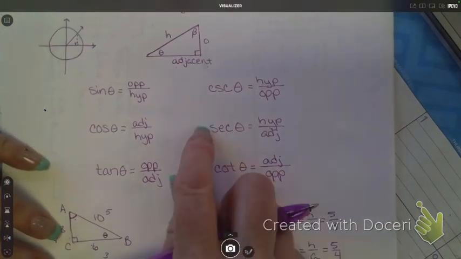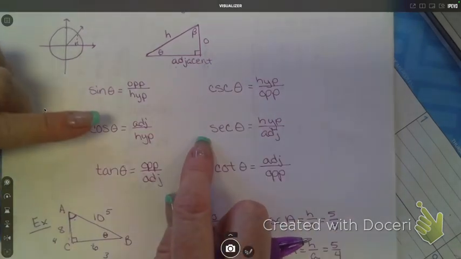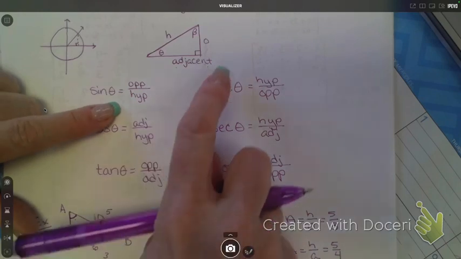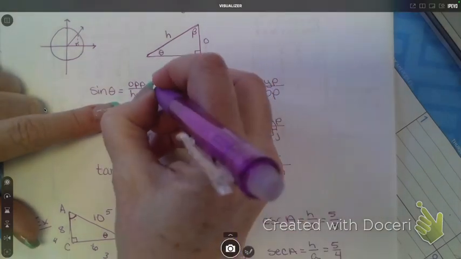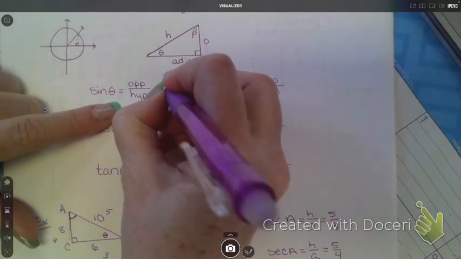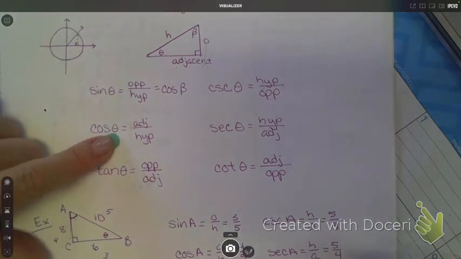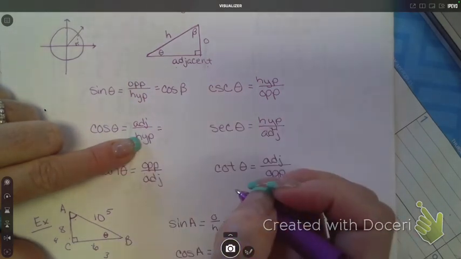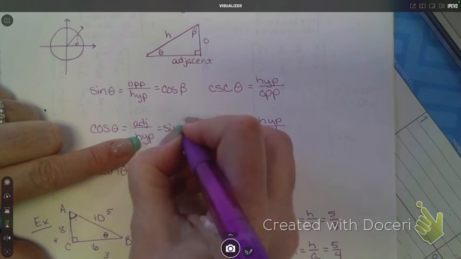Okay, so I was trying to lead to this and it was too early. The sine of theta is equal to the what of beta? Cosine. The cosine of theta is equal to the sine of beta.